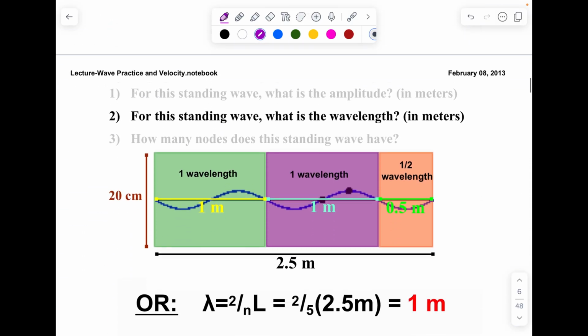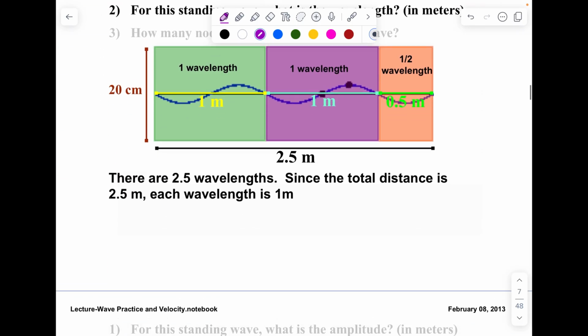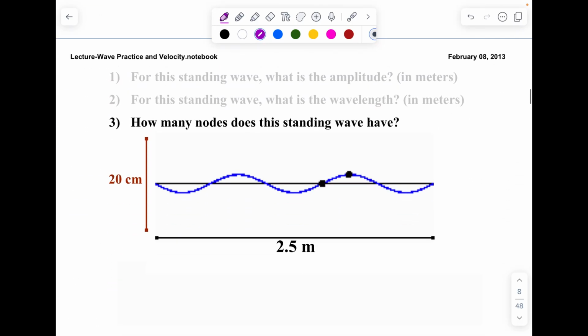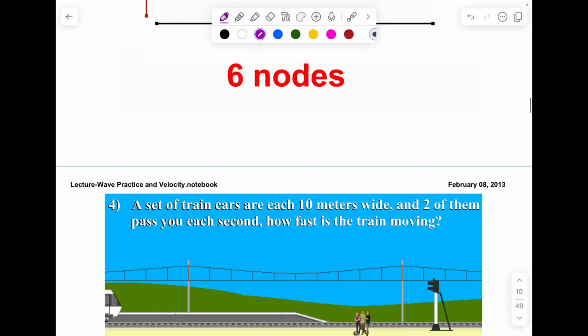Pretty straightforward there. And then for the third one here, how many nodes does this standing wave have? We already kind of hit that, but that's going to be 1, 2, 3, 4, 5, 6, okay, because this is the 5th harmonic. So all you have to do is take the harmonic number, or the number of antinodes, and add 1. So this would be 6 nodes. Nothing too crazy there.